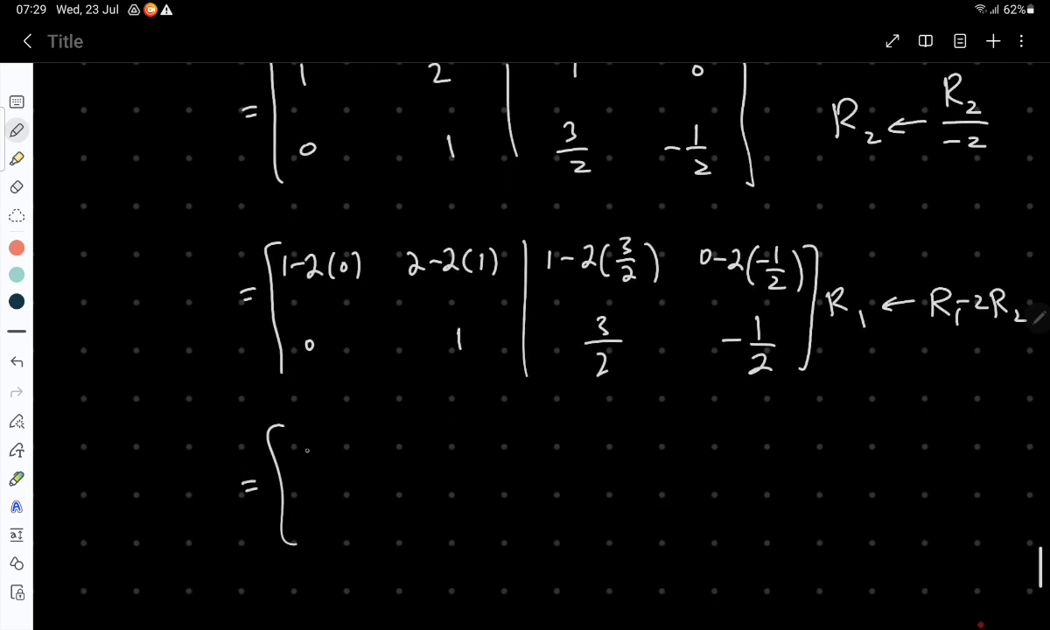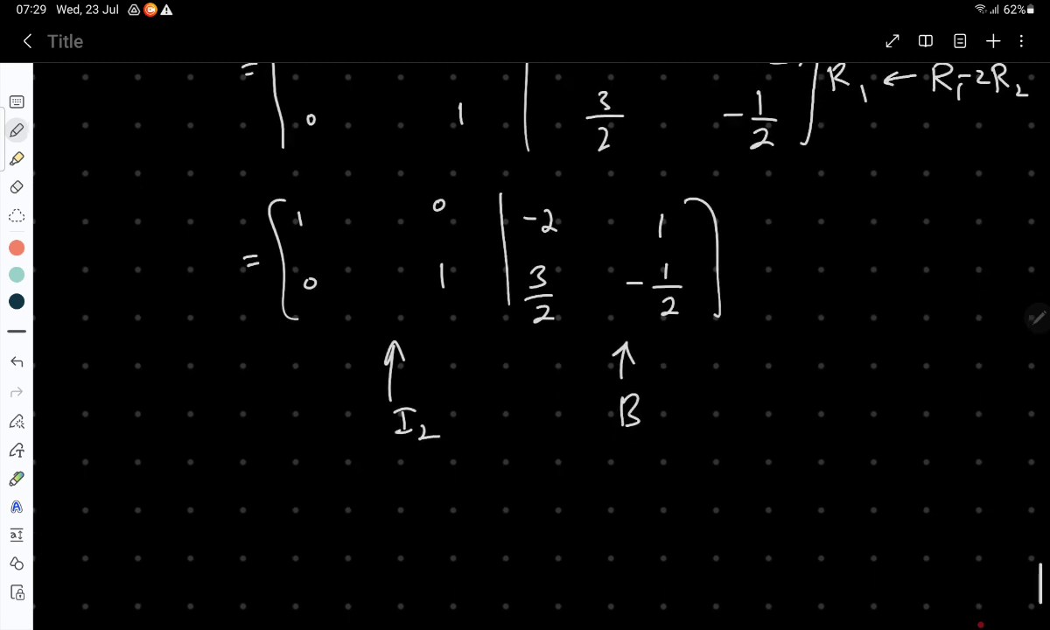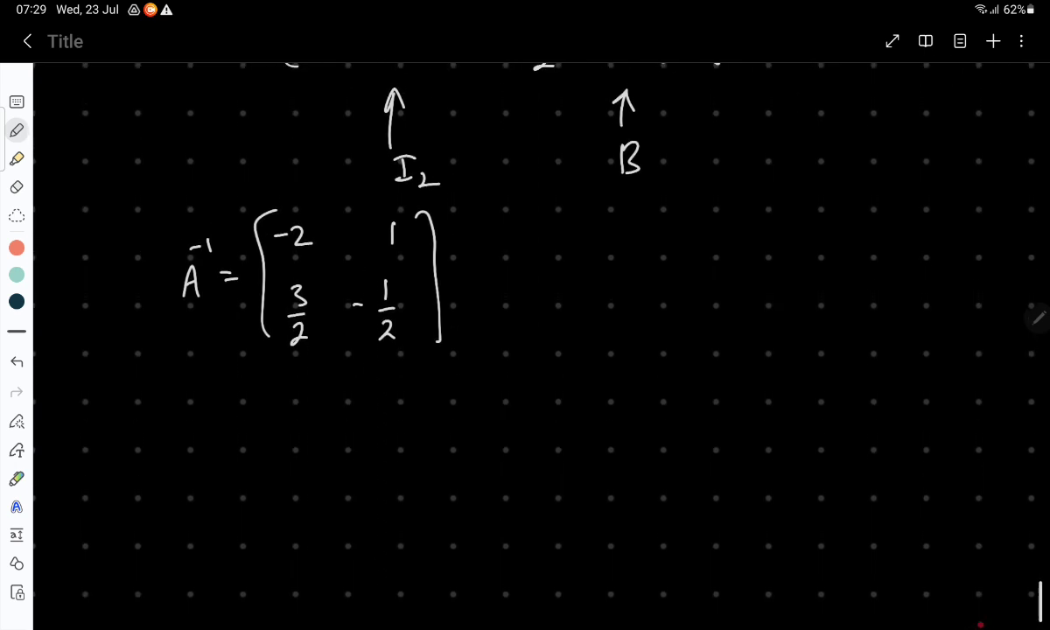Now simplify these calculations. 1, 0, 0, 1, and here I have minus 2, here I have plus 1, here I have 3 half, here I have negative 1 half. Now you can check that this is identity and this is your matrix B, and this B is the inverse of A. So I can say that the inverse of A is negative 2, 1, 3 half and negative 1 half. Okay, this is the inverse. Let's do another example.